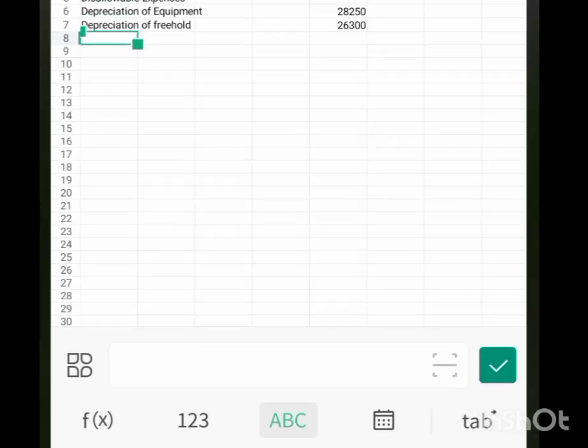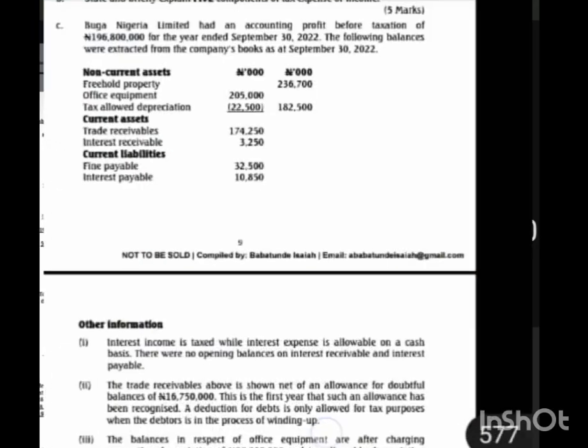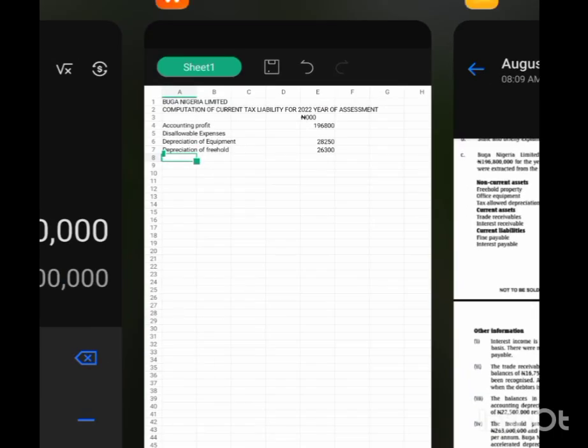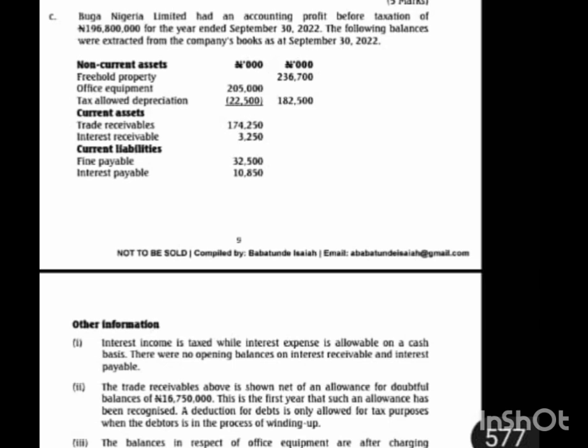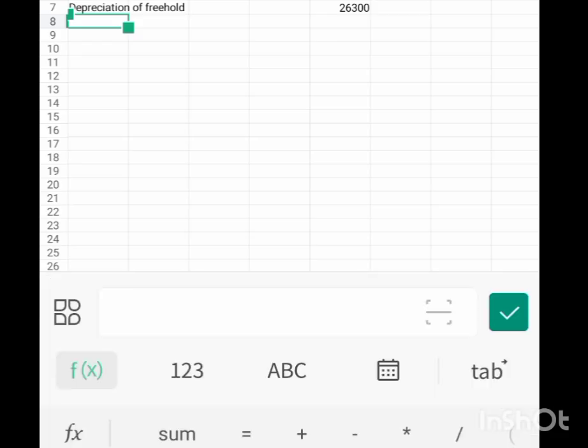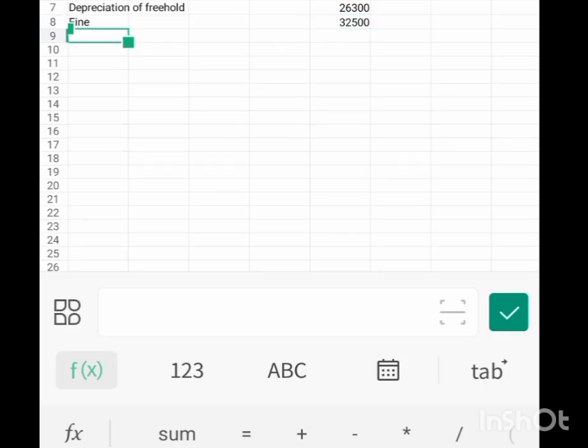So I haven't done that. We check again. What other disallowable expenses do we have here? So we're told that they pay fine. In this current liability, you can see fine there, 32,500. Fine is not allowed. So we bring it here. Fine, that is how much? That's 32,500.